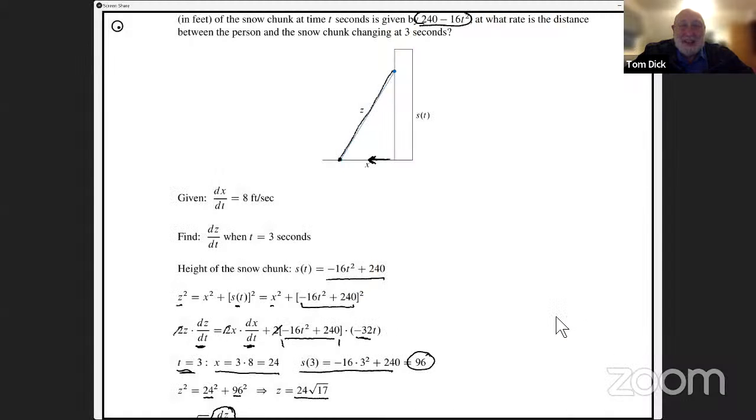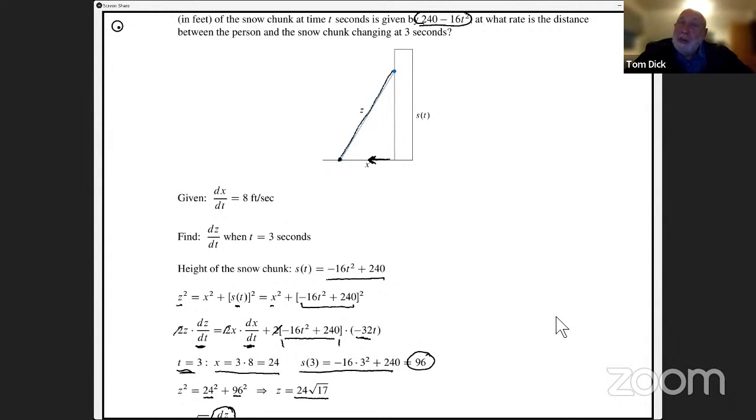Okay. All right. So Steve, I noticed that you mentioned that, if you could pull the problem back up there, Steve. Oh, sure. Okay, go ahead. So you mentioned that the height of that chunk of snow is already given explicitly as a function of t. That's your S of t. Correct.